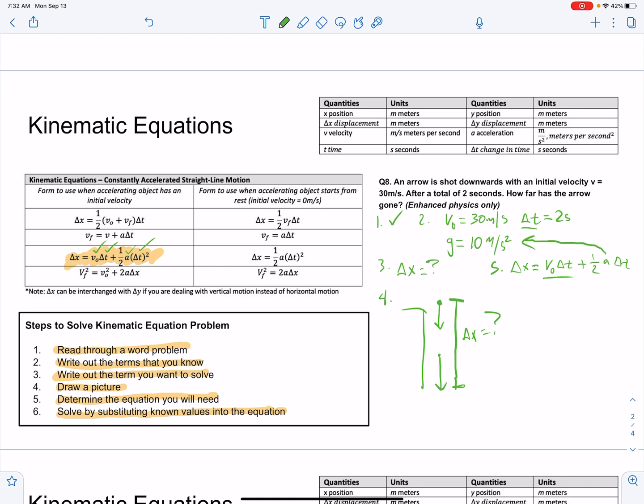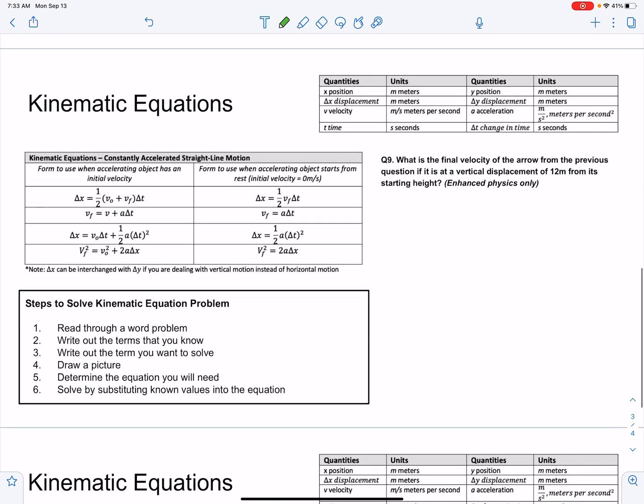All right, step 6, solve. Okay, so delta x is equal to v naught, 30 meters per second, times 2 seconds, plus 1/2 times 10 times 2 seconds squared. All right, we get 60 meters plus 20 times 1/2, 10 meters. So our answer should be 70 meters. All right, not too bad, hopefully.